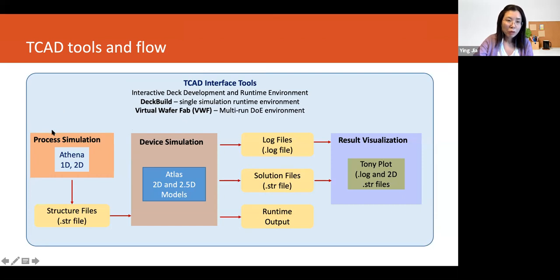Okay, so when you come to this environment, we have two major functions. Again, as I said before, we have process simulation and device simulation. The workflow with these two starts with process simulation. It has a module called Athena, which is used to simulate the process. You put in all those commands like etch, deposit films, and then it will generate a structure file. This structure file describes how the microstructure of your device looks.